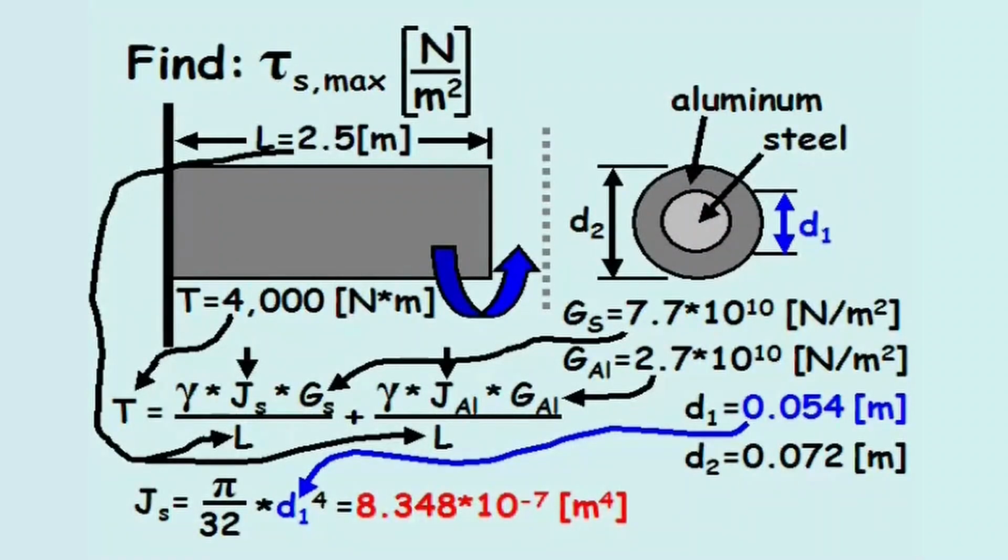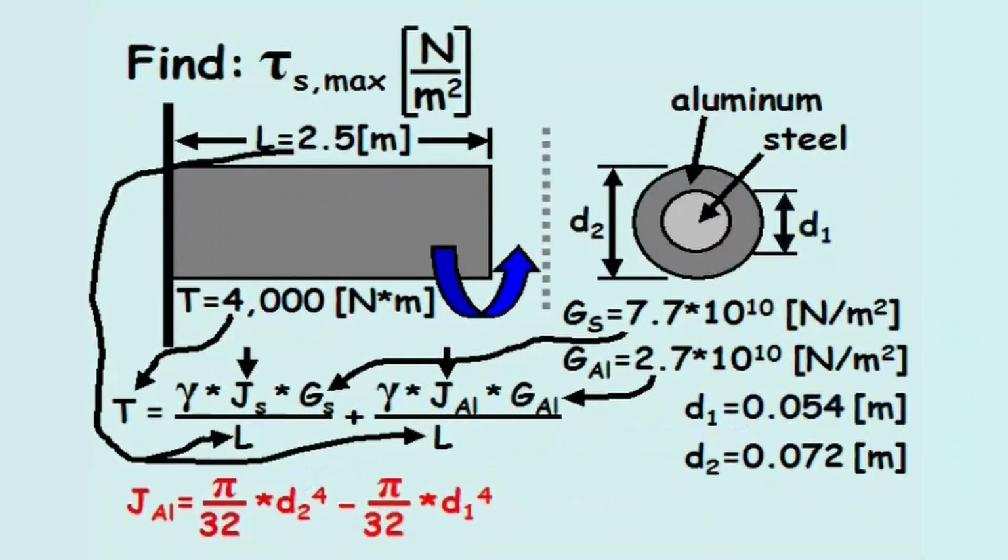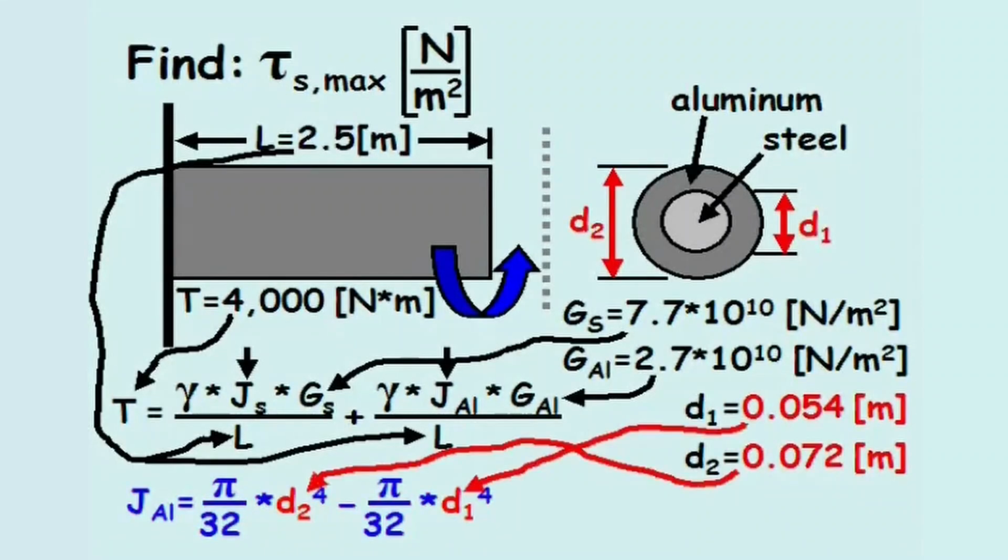The polar moment of inertia for the aluminum equals the difference between the polar moment of the larger diameter and the polar moment of the smaller diameter. After plugging in the values for D1 and D2, the polar moment of inertia for the aluminum equals 1.804 times 10 to the negative 6th meters to the fourth.